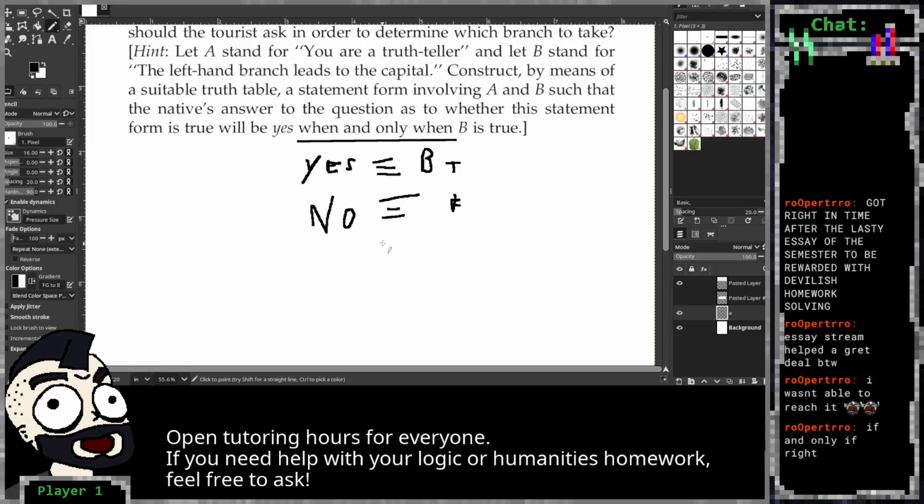We're going to ask a question such that if the person says yes, then the correct road is the left one. And if the answer is no, the correct road is the right one. Because we know that if B is false, basically if not left, then right.